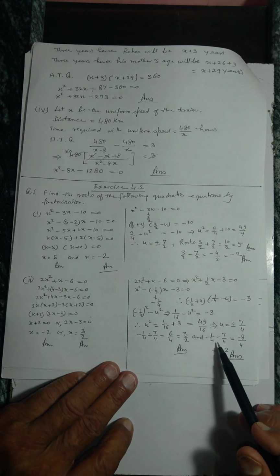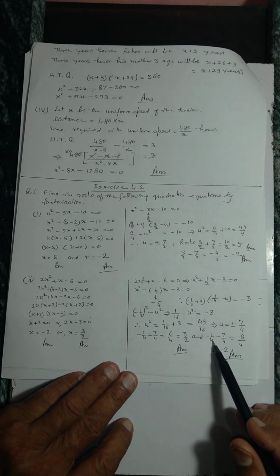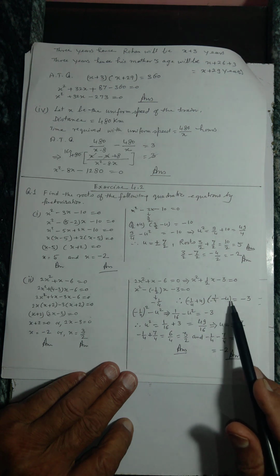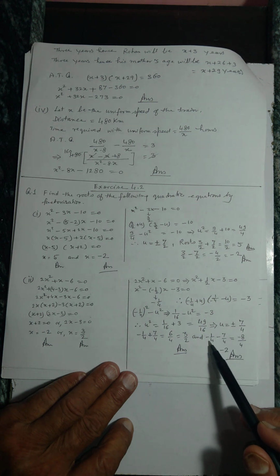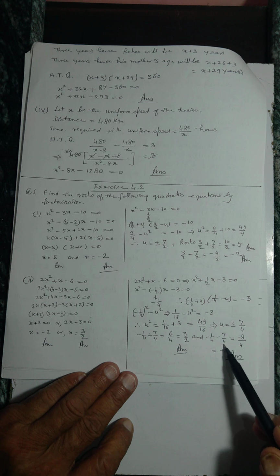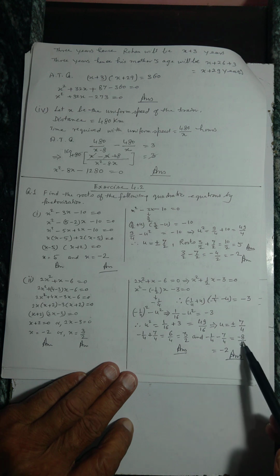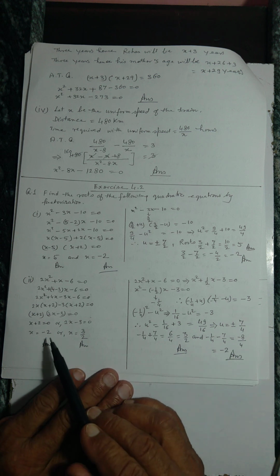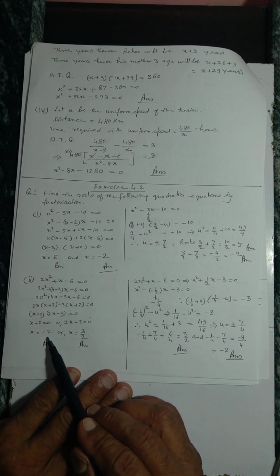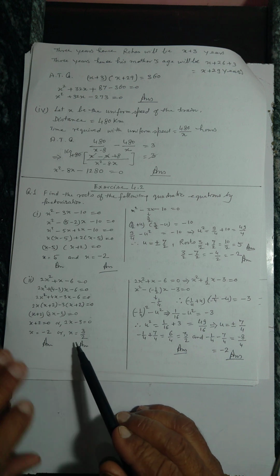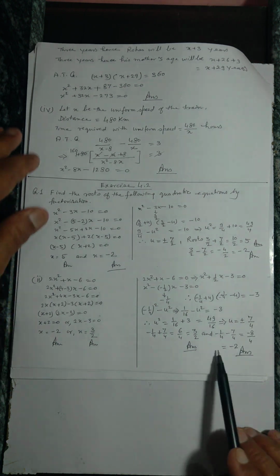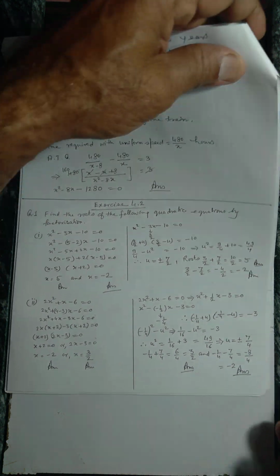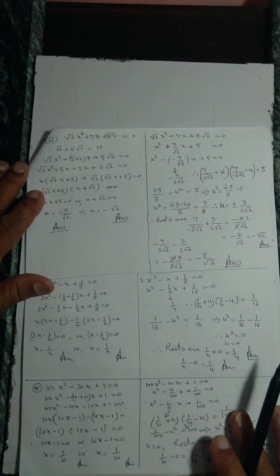Now, to get the second root, see minus 1 by 4 minus u. I have written minus 1 by 4 minus 7 by 4. Solve it, you will get minus 8 by 4. Again solve it, you will get minus 2. You can see here, the minus 2 is there already. So the same roots we are getting from this method. Now proceed to the third part.